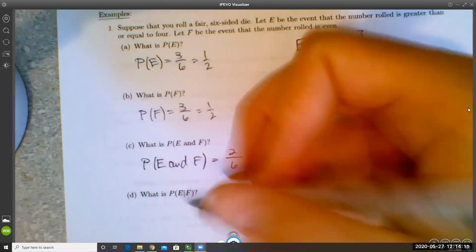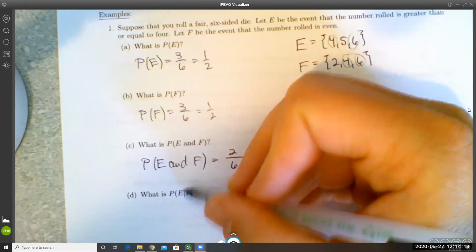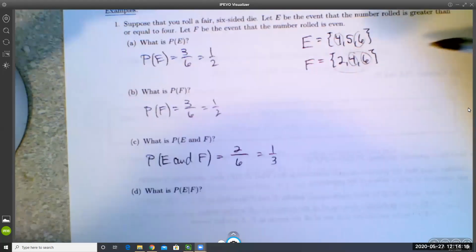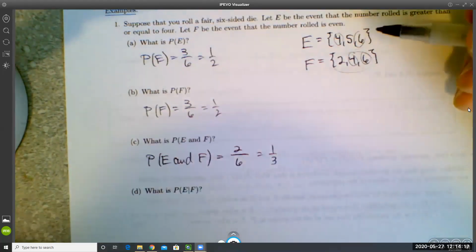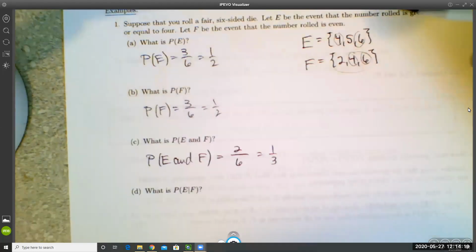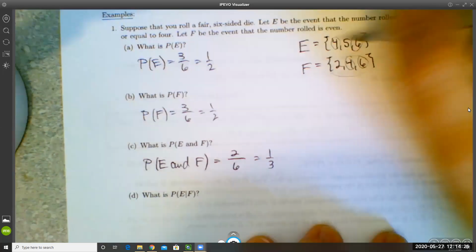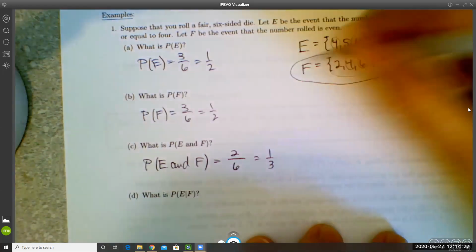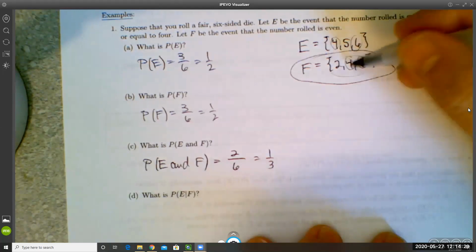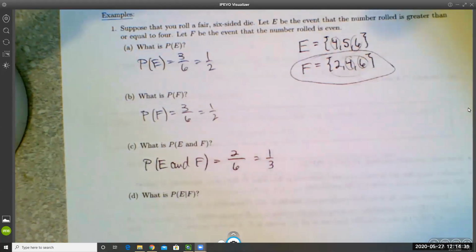So this vertical line, this "given F" business, means that we know for a fact that F occurs. It's like the rest of the outcomes don't even exist, right? We know that we're either going to roll a 2, 4, or 6. And so knowing that, what's the probability that E occurs?